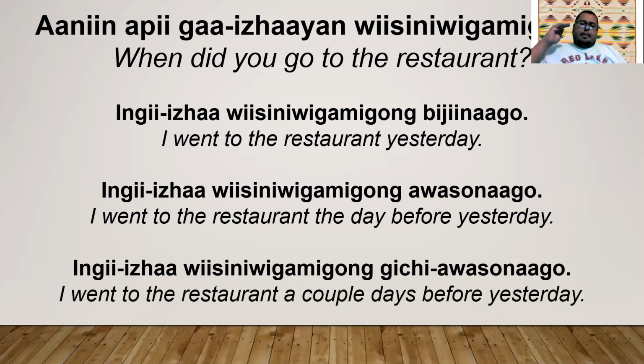All right, so we see the pattern: bijinago, awasanago, gichi wasanago, okay? Yesterday, the day before yesterday, a couple or it could be a few days before yesterday is how I learned what gichi wasanago meant. So it could be a couple, could be a few, however you want to interpret gichi, okay?